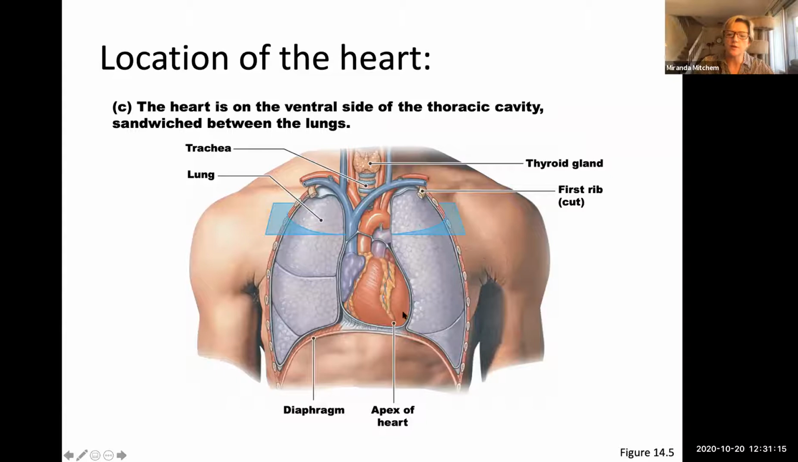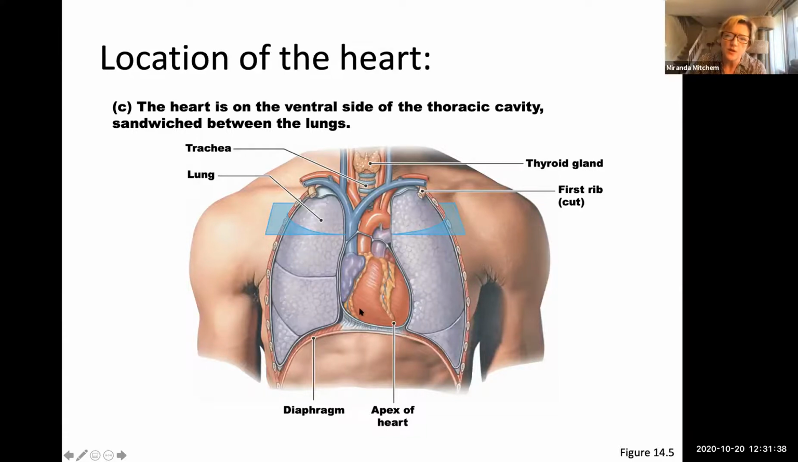Here's the heart. It's kind of weird, right? The apex, normally we think of a mountain. The apex is the point on the top, but here it's at the bottom. But it is still the point. Think of it like an upside down triangle. It is still a point. So even though it might seem weird that it's at the bottom, it is.